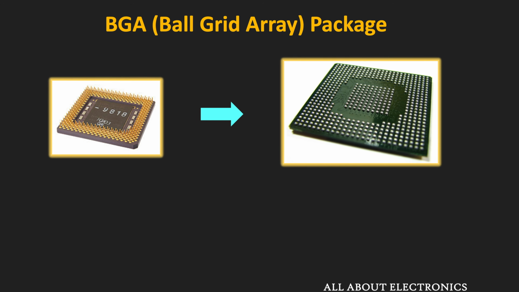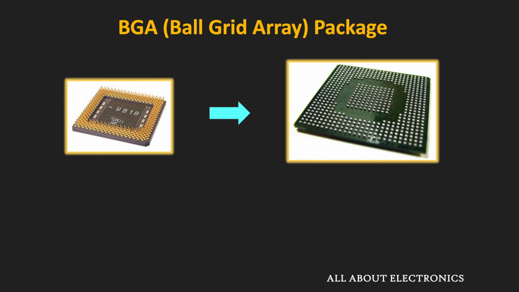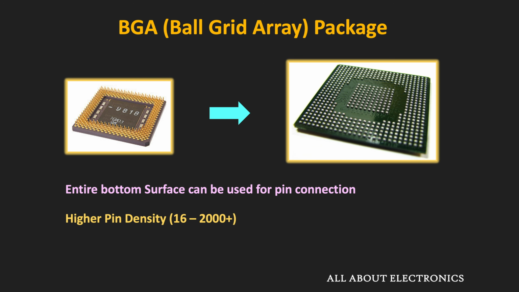And as you can see in this image, these solder balls are arranged in a grid-like pattern. So that is why this package is known as the ball grid array. So the design of this package allows the entire bottom surface to be used for the connections rather than the perimeter. And therefore, it allows much higher pin densities. So this package can accommodate more I/O connections in a smaller footprint compared to perimeter only packages like the QFP and the DIP.